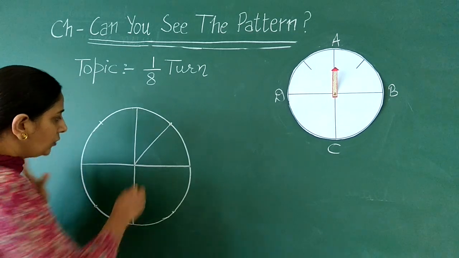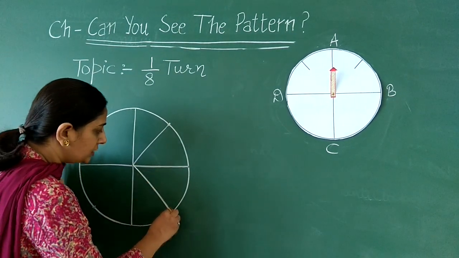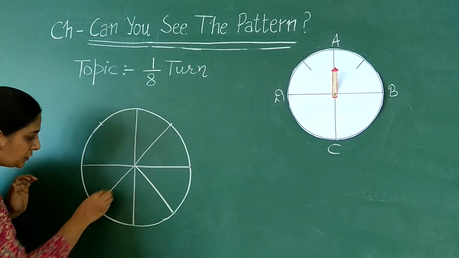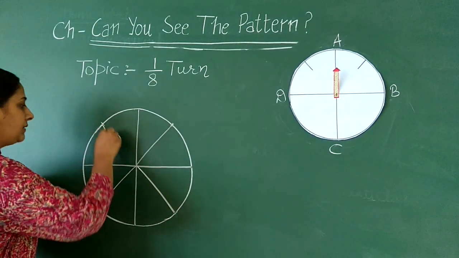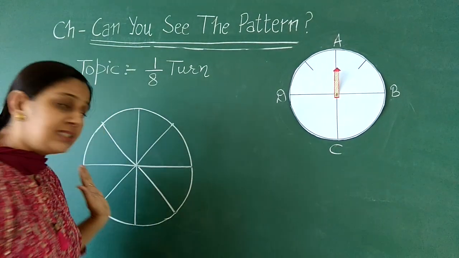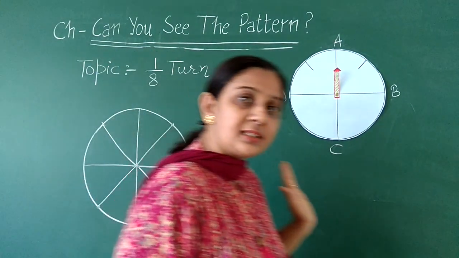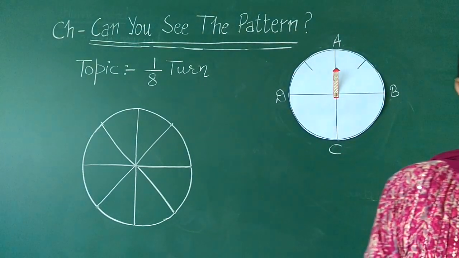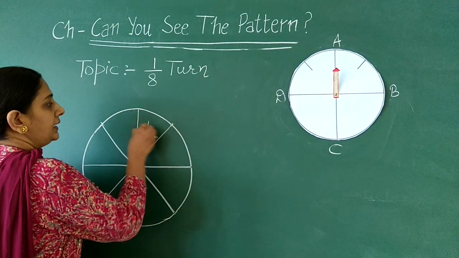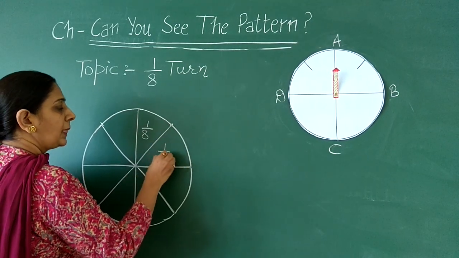In the same way, now we are dividing this quarter part into 2 equal parts. Now we will divide this part also and we will divide this part also. So now from here you will see I have divided the circle into 8 equal parts. Now each part is called as 1 by 8 part of circle.